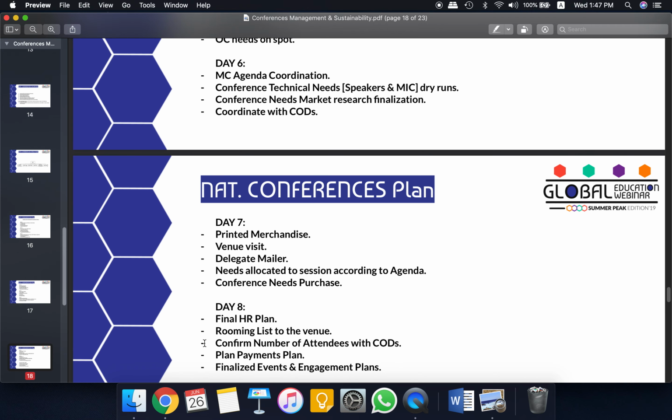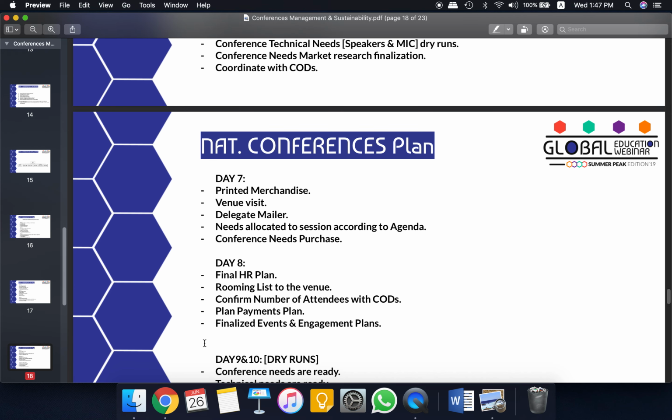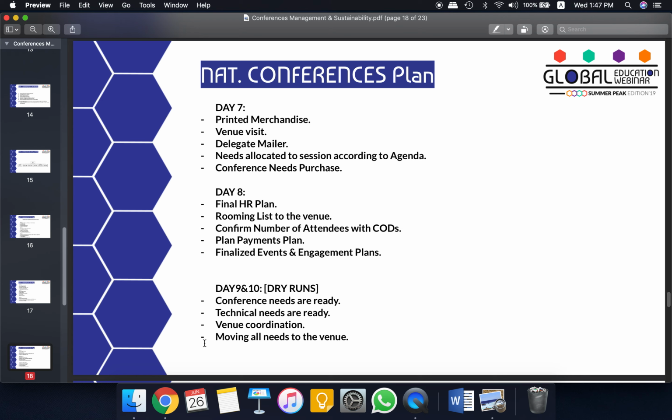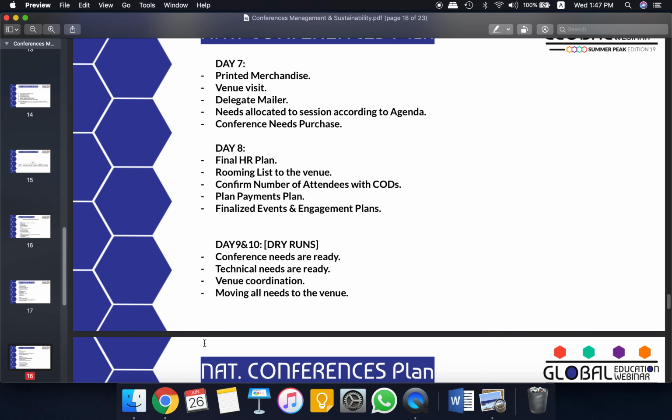Day 7 is printed merchandise, venue visit, delegate mailer to the delegates. Needs allocated to all sessions according to agenda. Conference needs purchase. Day number 8 is mainly the final HR plan, the rooming list to the venue, confirm the number of attendees with the chief of delegates, payments plan, and finalize the events and engagement plans.